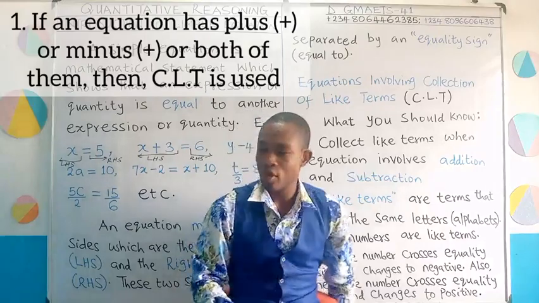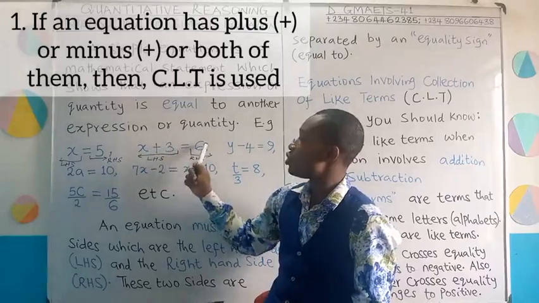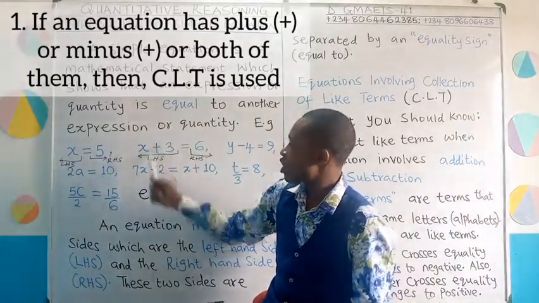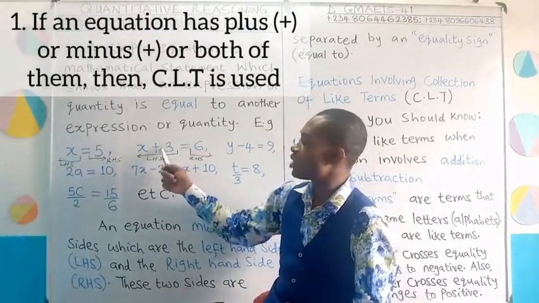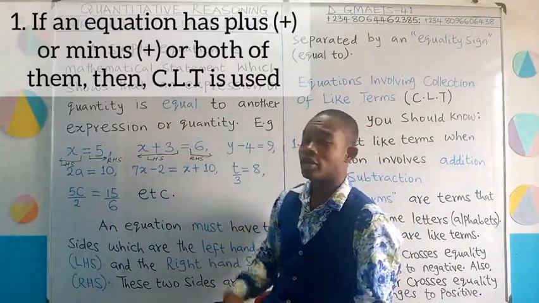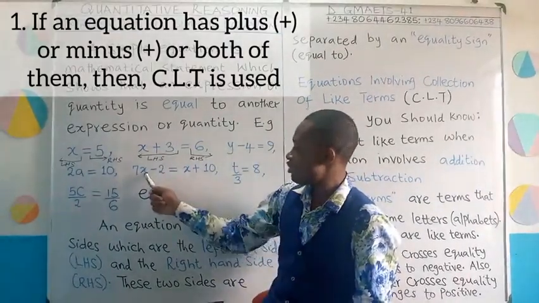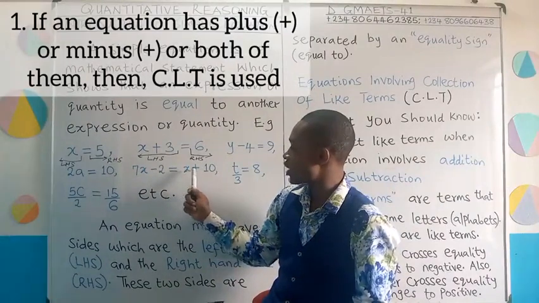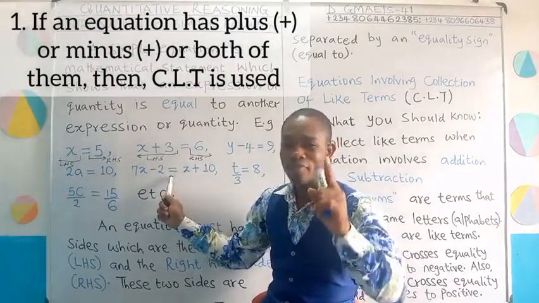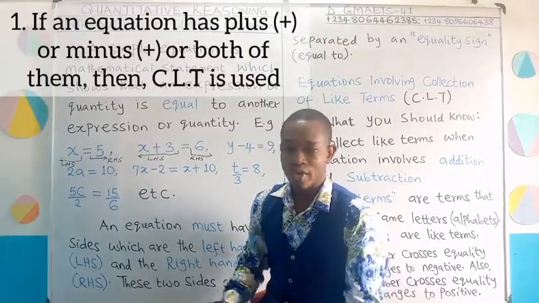A quick example, let's go back to this. Now look at this: x plus 3 equal to 6. You can see there is a plus there, so somehow we have to collect like terms here. Now we have y minus 4 equal to 9. We have to collect like terms as well, so you can see a minus there. What about this? 7x minus 2 equal to x plus 10. We will have to collect like terms here because we have plus and what? Minus.